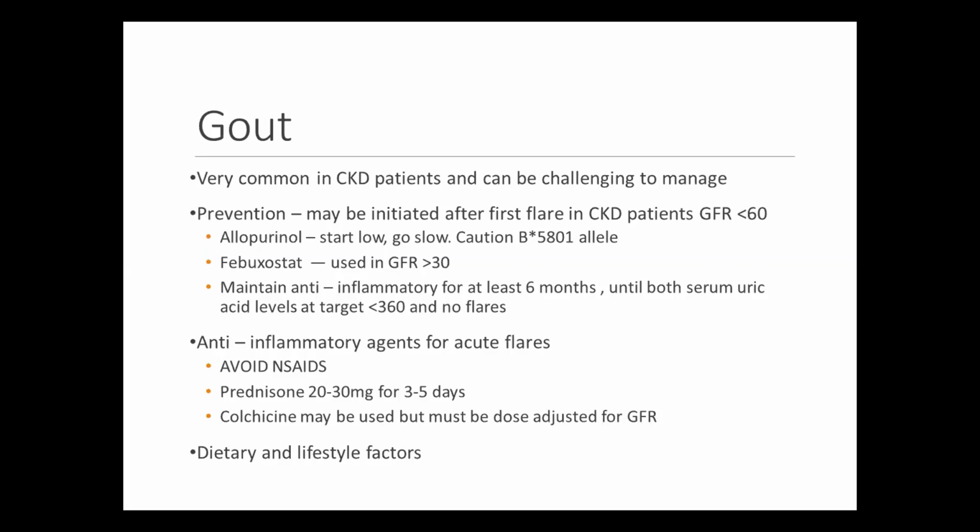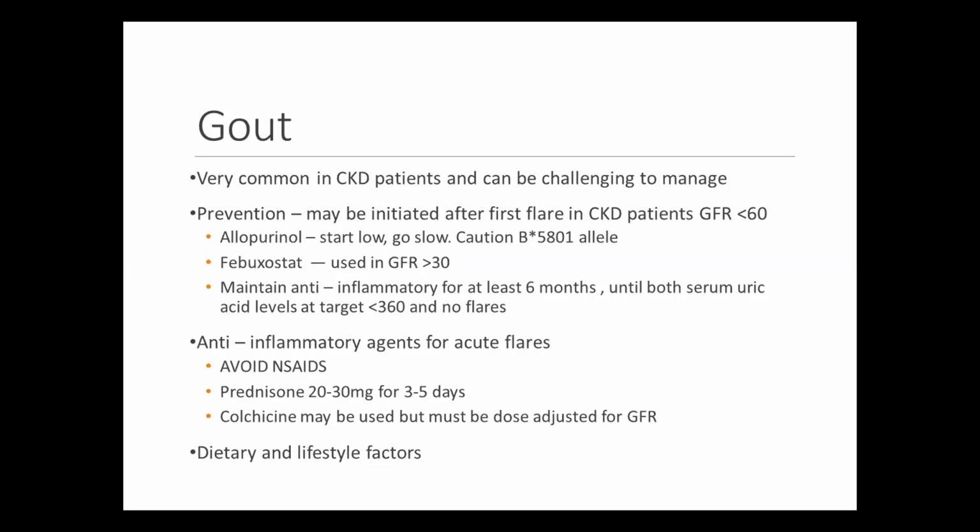Febuxostat can be used in individuals for gout prevention, but usually is reserved for people with GFRs more than 30. And we maintain some anti-inflammatory on board with initiation of the preventative medication, so either prednisone or colchicine for a few months so that we prevent flare formation once we start them on these medications.